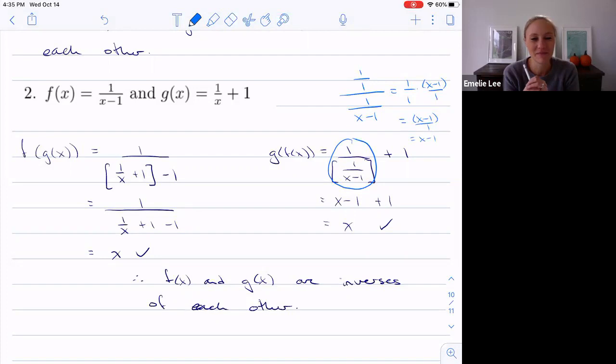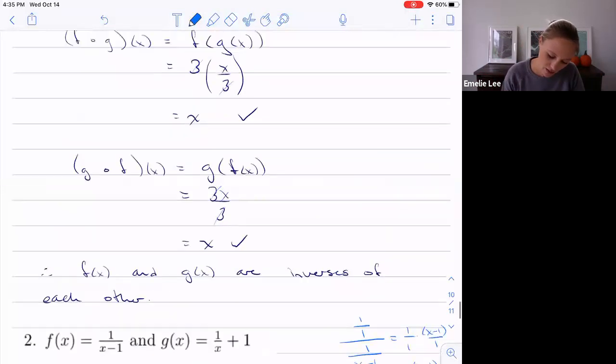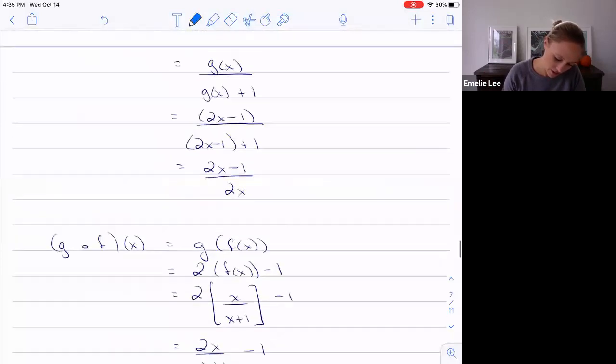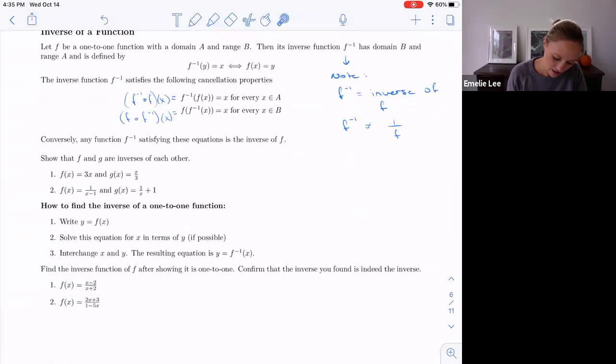Okay, so, good. So we're able to show that two things are inverses of each other. All that's left to do is being able to actually find the inverse of something, right? Here we've been given, okay, show that this is the inverse of this. So now all we need to be able to do is find inverses.